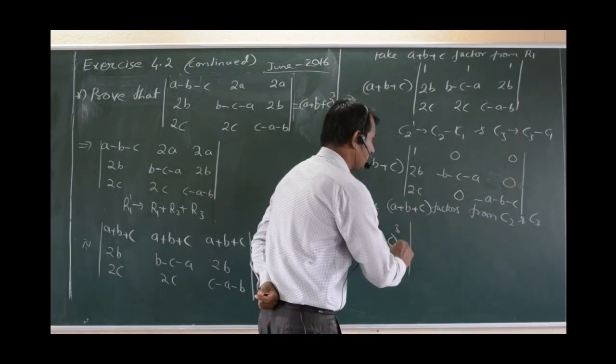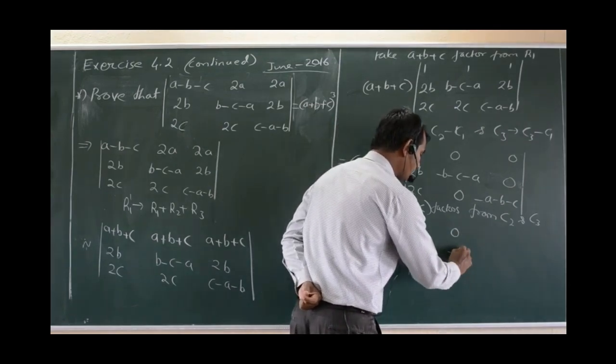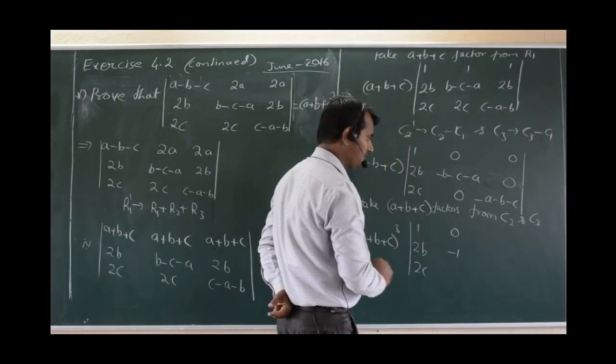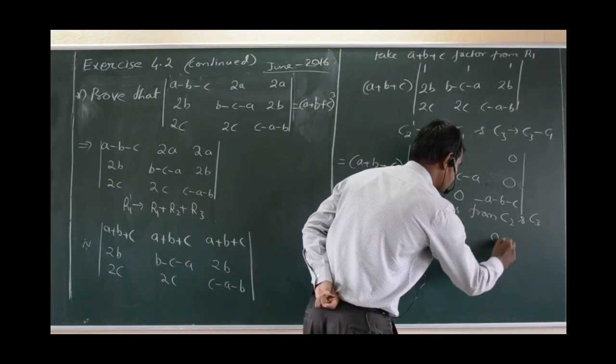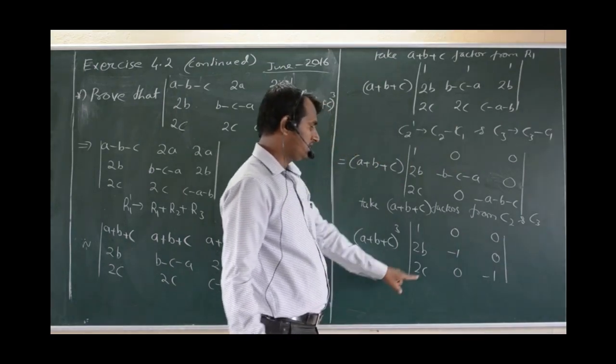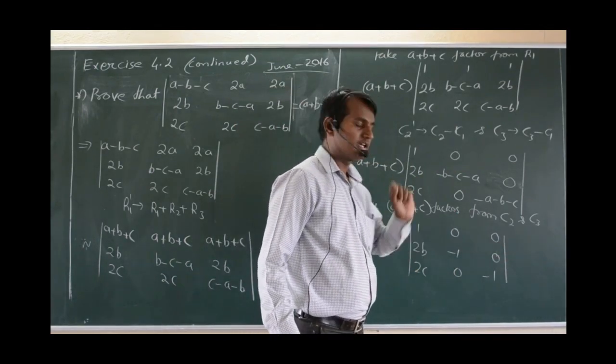Okay, multiplied by 1, 2b, 2c here, 0, since we are taking minus 1 common here, 0, here also 0, 0, and next minus 1. Now you can solve this determinant very easily, and I will expand along R1, expanding along R1.